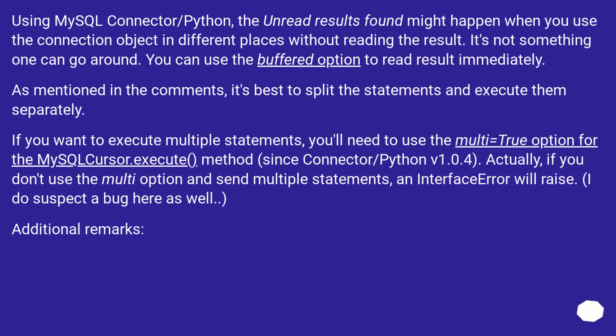Using MySQL Connector/Python, the unread results found error might happen when you use the connection object in different places without reading the result. It's not something one can go around. You can use the buffered option to read the result immediately. As mentioned in the comments, it's best to split the statements and execute them separately.